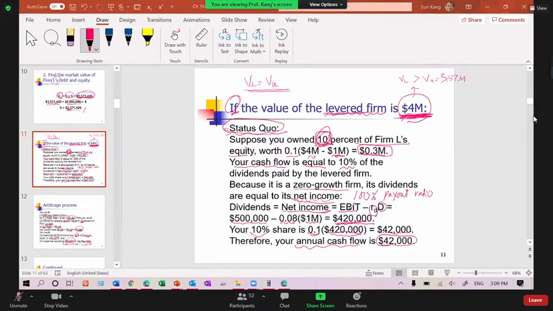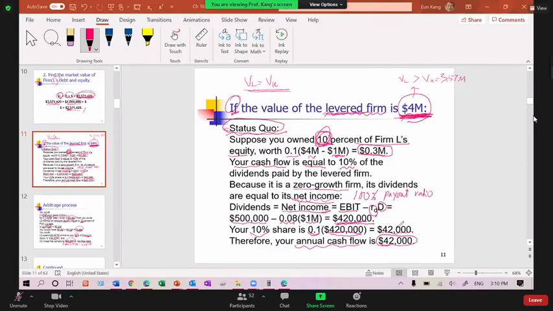Then what? EBIT minus interest. Interest is what? Debt times interest rate. So that is 1 million, interest rate 8%, that's given, right? Then 420,000, that is the dividend. You have 10% share, so 10% of 420,000. So 42,000 is your annual cash flow, annual dividend income. So that is the status quo, right?